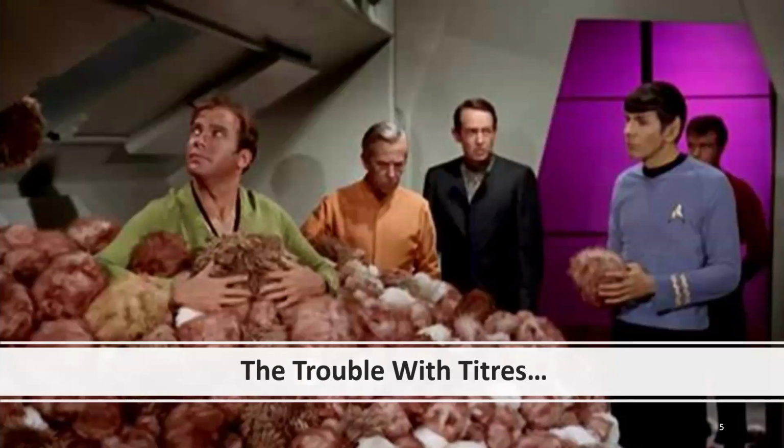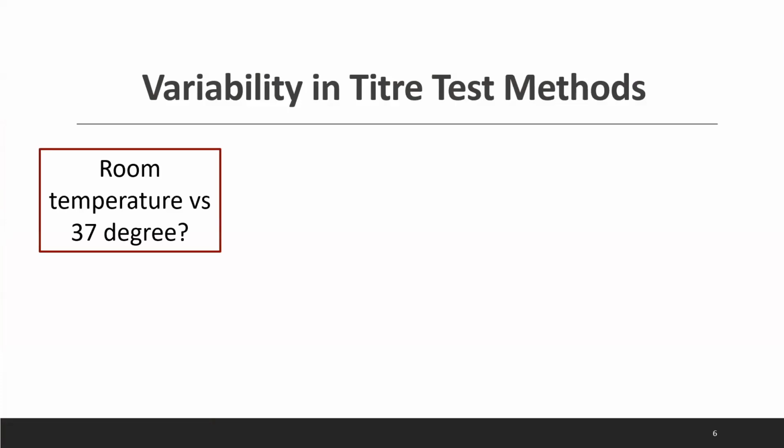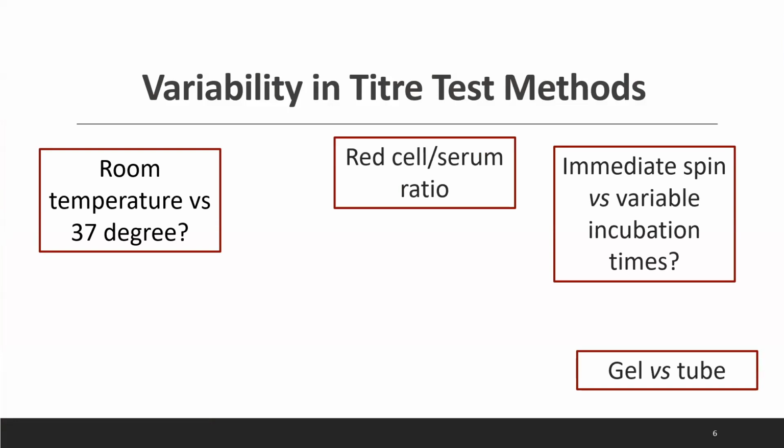But anyway, there's a lot of variability in how we measure titers, and this is one of the things that I think contributes to inequity. You can measure titers at different temperatures. You can measure titers in different systems, on gel cards or in tubes as the endpoint. You can incubate or not at all. You can do an immediate spin, or you can incubate for different amounts of time. Maybe your assay uses a different red cell to serum ratio. This is quite variable too. Which diluent are you using to make those dilutions?